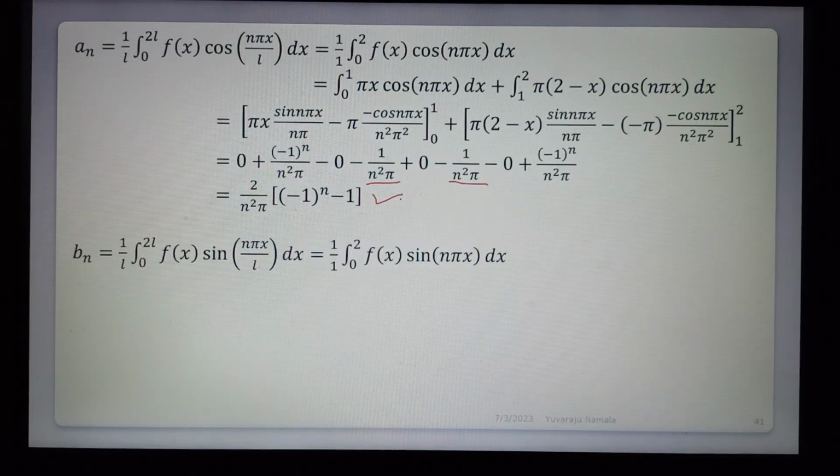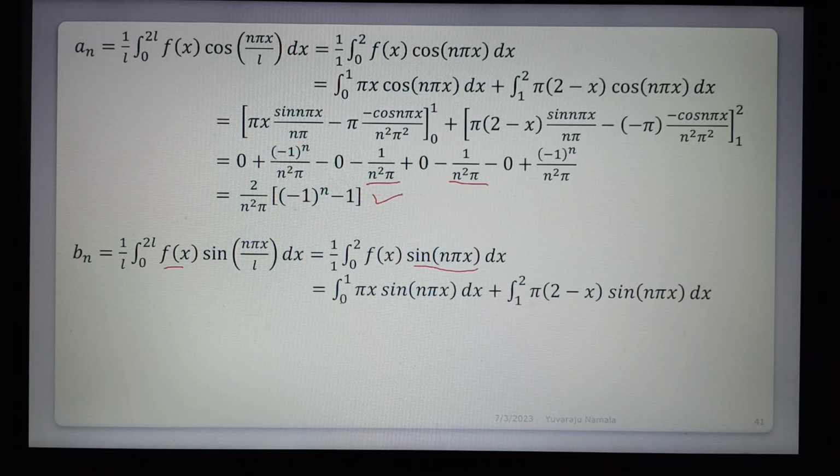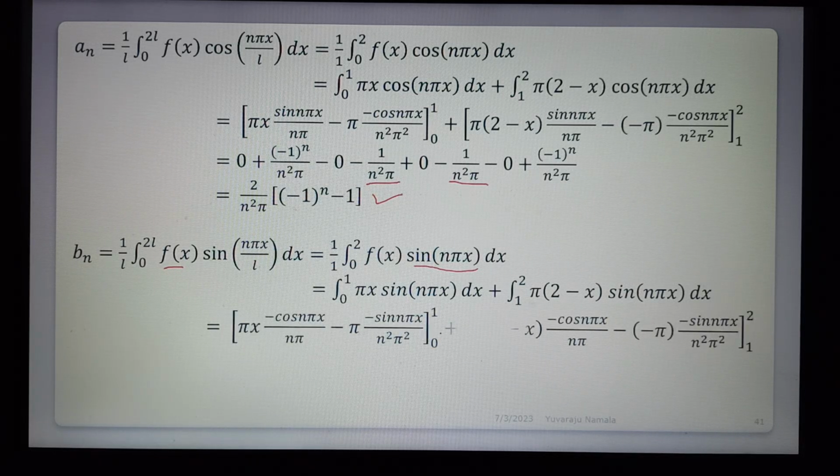Next, similarly, we have to find the bn value: 1 by L into the integration from 0 to 2L of f(x) into sin nπx by L. L is equal to 1, so 1 by 1, the integration from 0 to 2 of f(x) into sin nπx dx. So this is also separating the integration: 0 to 1 of 5x into sin nπx dx, plus the integration from 1 to 2 of 5 into (2 minus x) sin nπx dx.